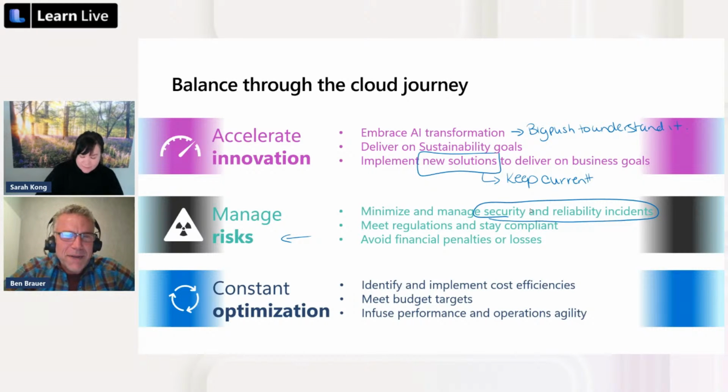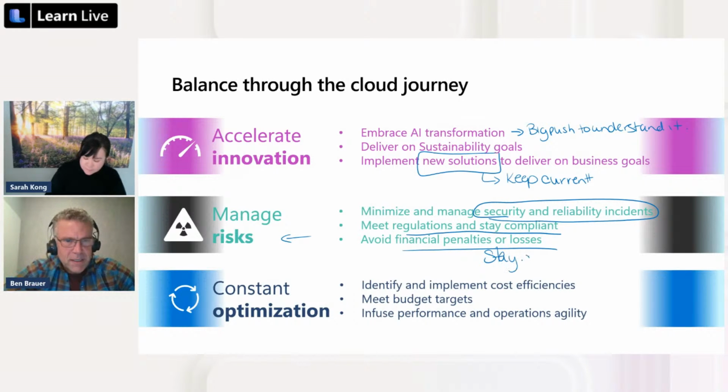So meeting regulations and staying compliant is always one of those areas too. I mean, there's almost no company that doesn't have some sort of regulations that they need to report on. And so being able to do that in a way that's efficient, doesn't block your innovation, and continuously allows you to lower your overhead in this kind of area is a really important part of managing your risks. And then finally, avoiding financial penalties or losses. This is in relation to making sure you stay compliant.